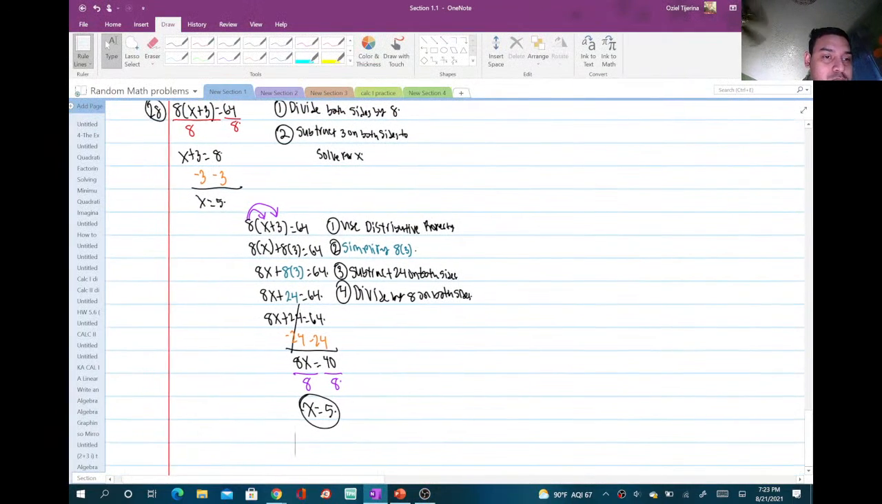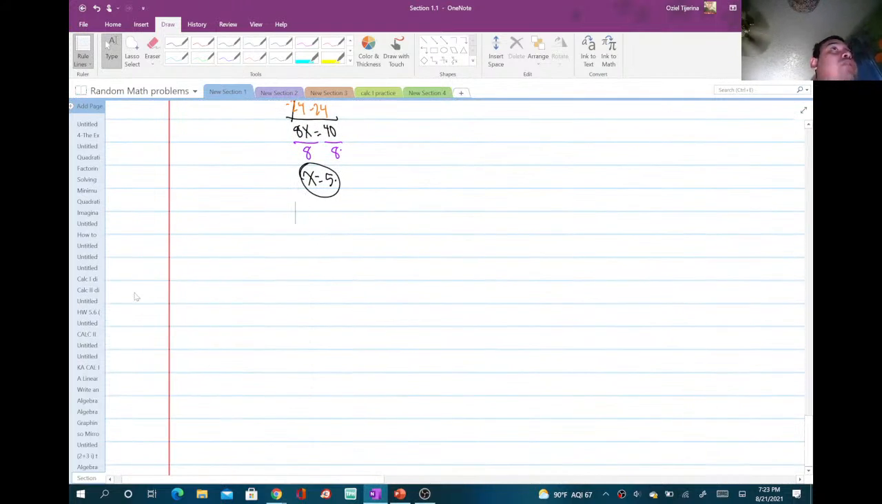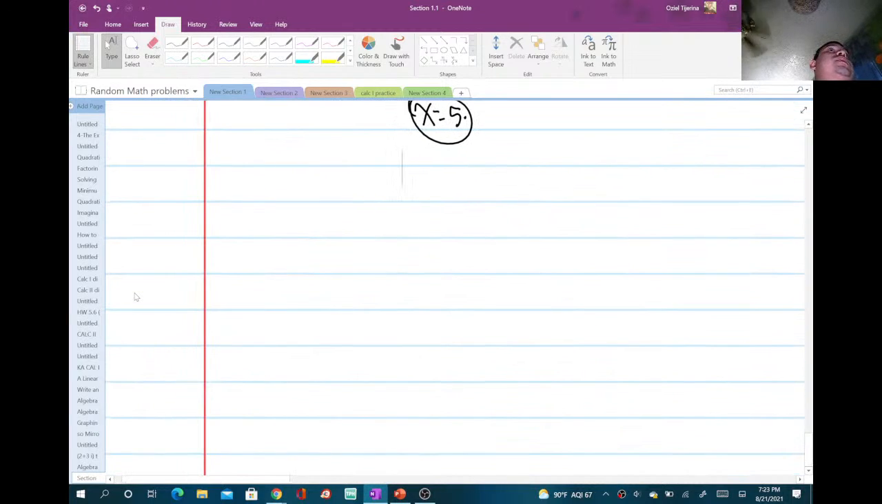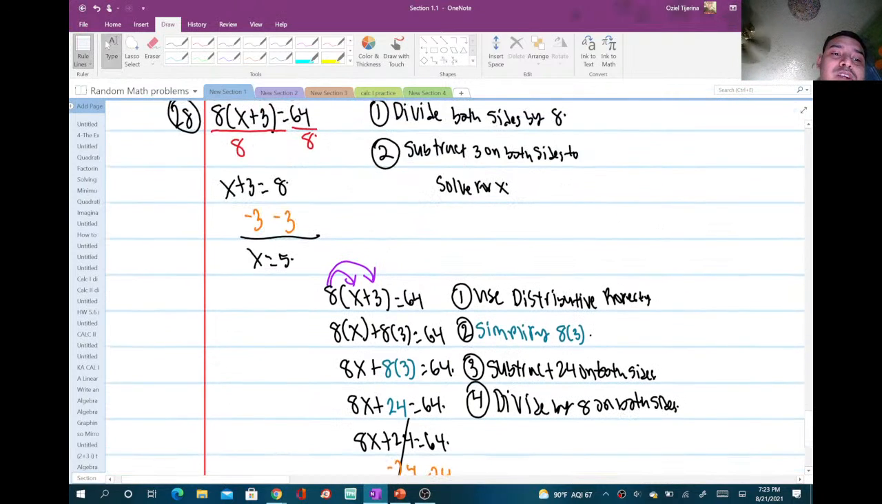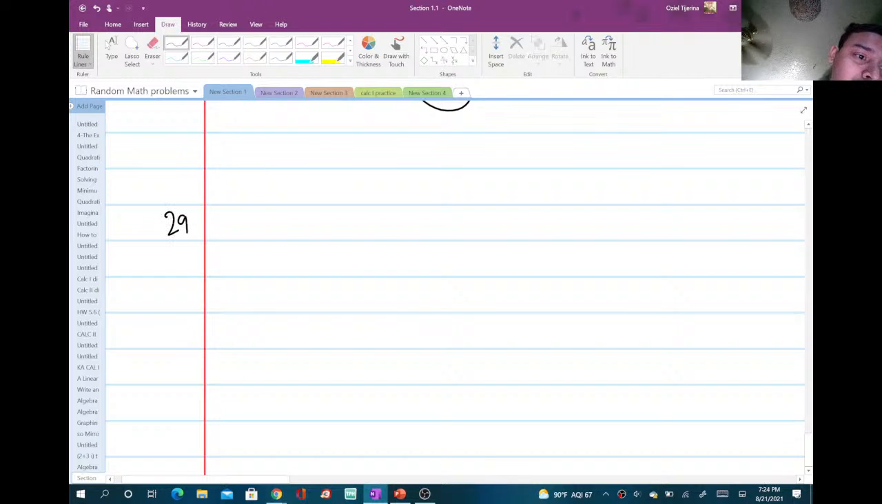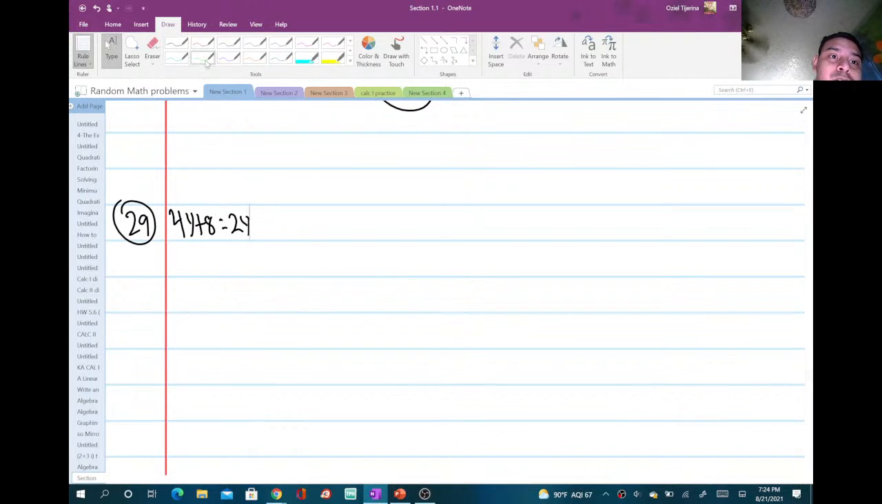Let's see here. That was number 28, right? Okay, so I'm going to do a few more of these. This is the algebraic portion, by the way, if anybody wonders. Number 29 says 4y plus 8 equals 2y. So what you're going to do first is to isolate the variable.